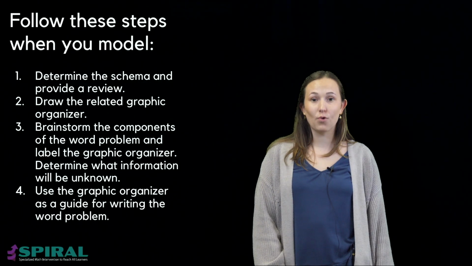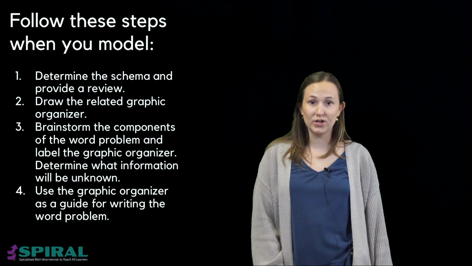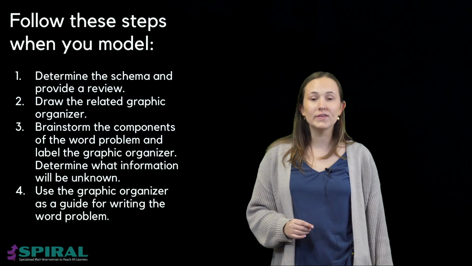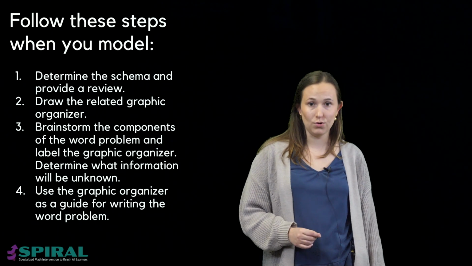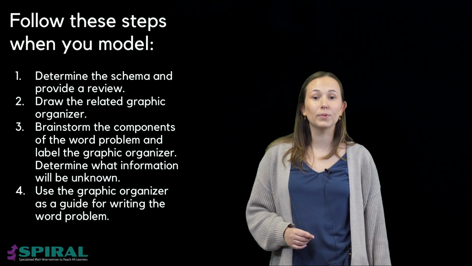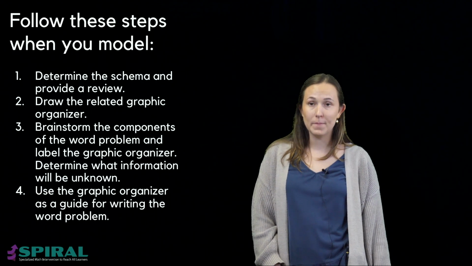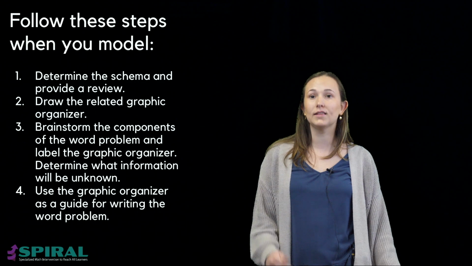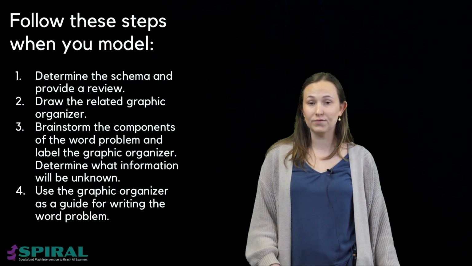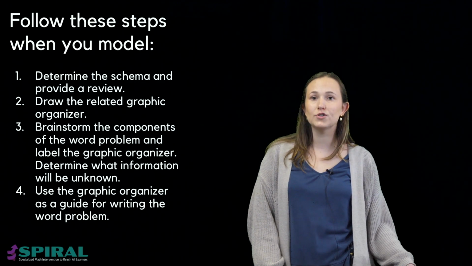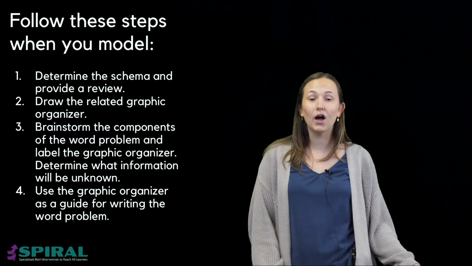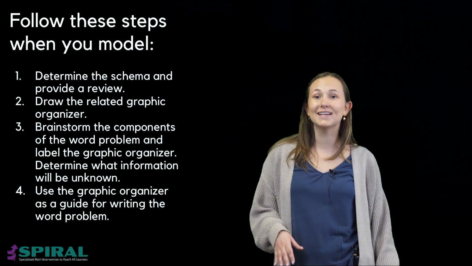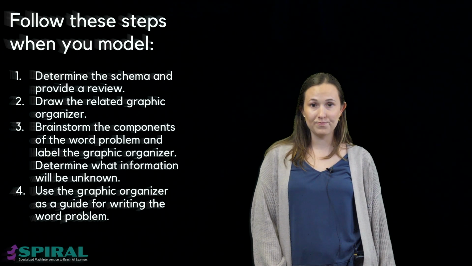You can follow these 4 steps when you're modeling student-generated word problems for students. The first step is to determine the schema and provide a review. Step 2 is to draw the related graphic organizer. Third, you need to brainstorm the components of the word problem and label the graphic organizer with what you've decided. And you also need to determine what information will be unknown. And lastly, you will use the graphic organizer as a guide for writing the word problem.